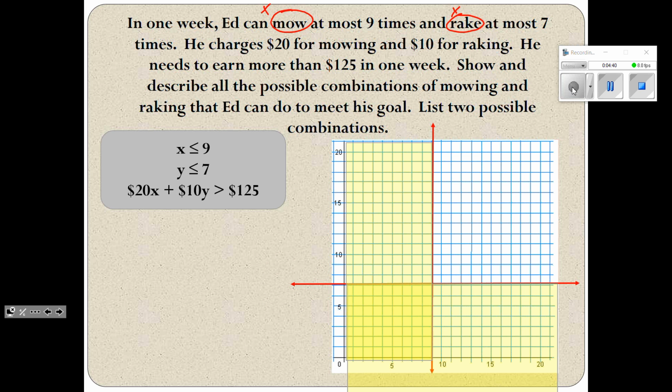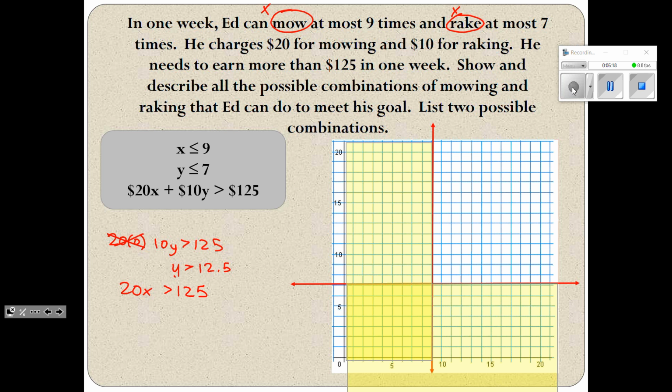We still need to graph the last line. Since this is in standard form, it's really easy to find the x and y-intercepts. So if we plug in 0 for x, then that term goes away, and we just have 10y is greater than 125. So y would be greater than 12.5. And for the x-intercept, if we plug in 0 for y, then that term would just go away. So we just have 20x is greater than 125.